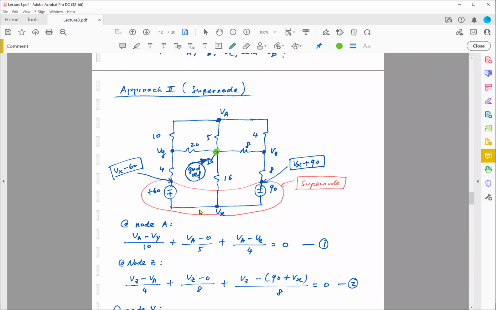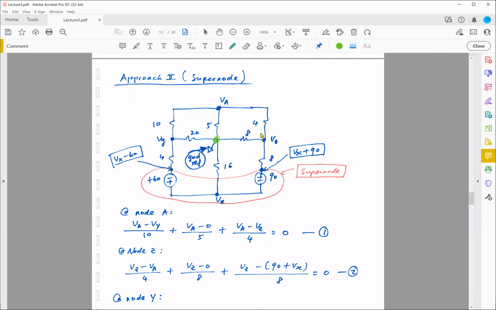So I'm going to go ahead and start writing equations for node VA. So VA minus VY divided by 10, plus VA minus 0 divided by 5, plus VA minus VZ divided by 4. This is equal to 0. Okay, so far so good.